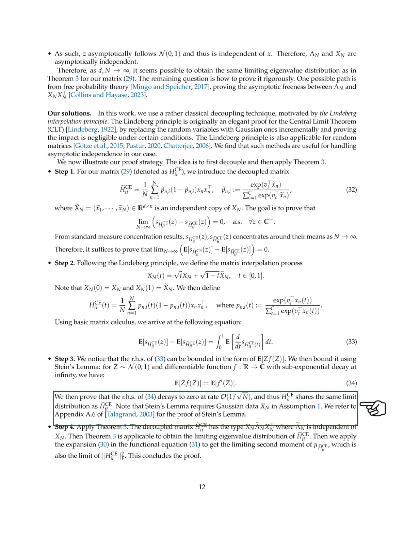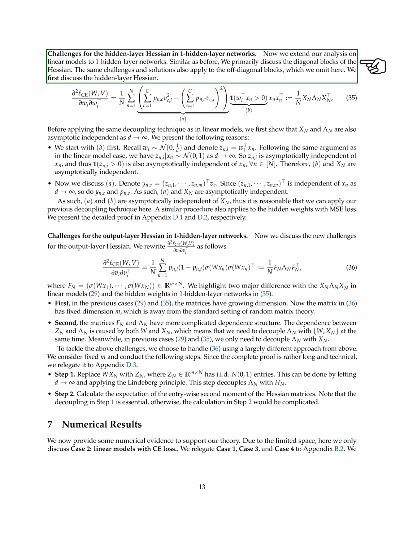Section: Challenges for the hidden layer Hessian in one hidden layer networks. In this section, we extend our analysis from linear models to one hidden layer networks, focusing on the diagonal blocks of the Hessian. We note that the same challenges and solutions apply to the off-diagonal blocks, which we will not discuss here. We begin by examining the hidden layer Hessian.